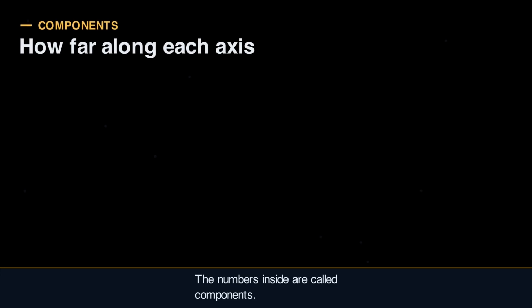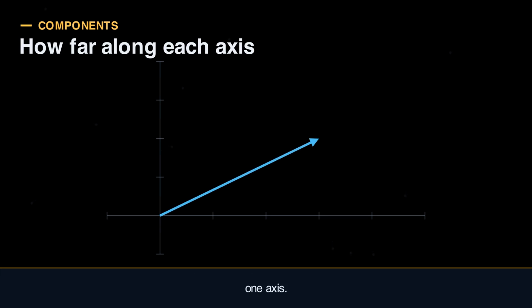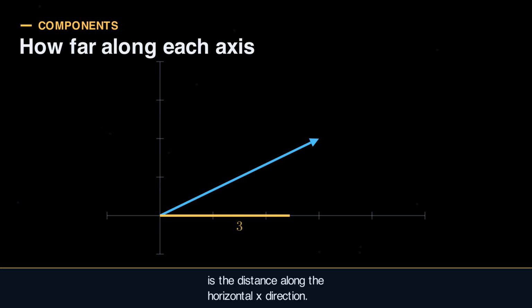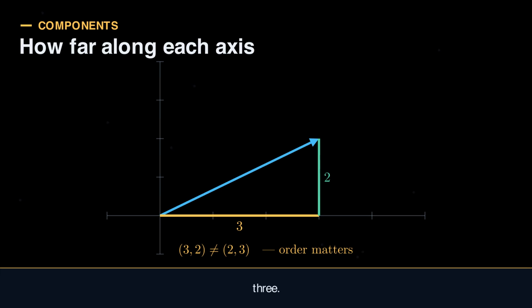The numbers inside are called components. Each one tells you how far to go along one axis. The first component, 3, is the distance along the horizontal x direction, the second, 2, along the vertical y direction. Together they pin down exactly one arrow and exactly one point. Order matters: (3, 2) is not the same as (2, 3).